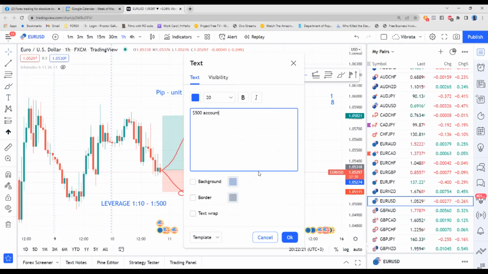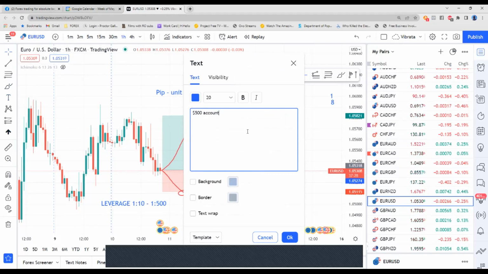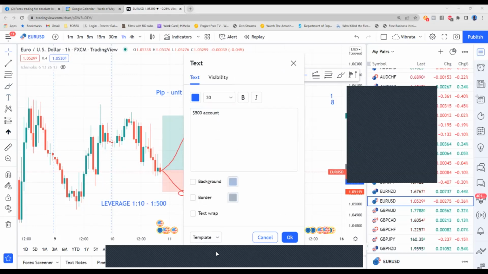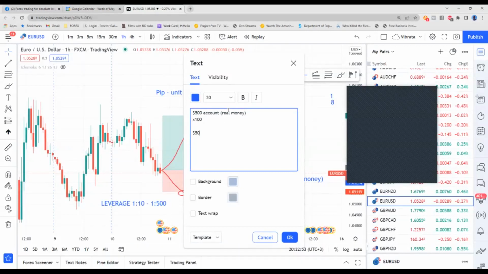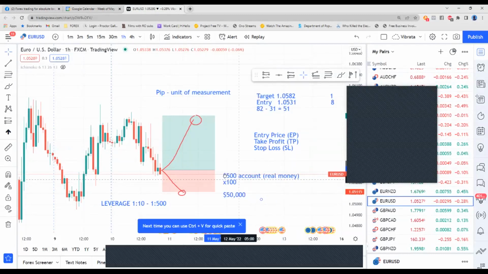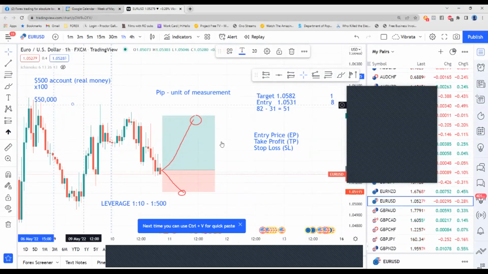Let's see how many of you have been listening and paying attention. If I have a $500 account and the broker gives me 1 to 100 leverage, how much money do I have for the purposes of trading? 50,000. Perfect. So this is $500 in my account, real money. But because my broker is giving me 100 leverage, for the purposes of trading Forex, I now have $50,000. Let's put that up there.